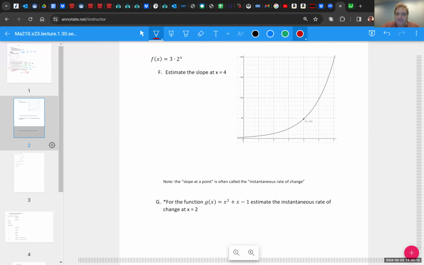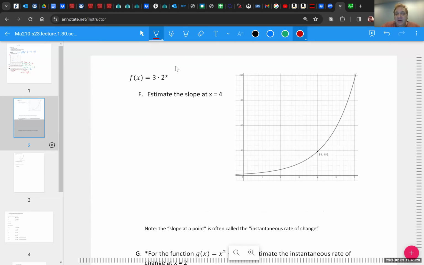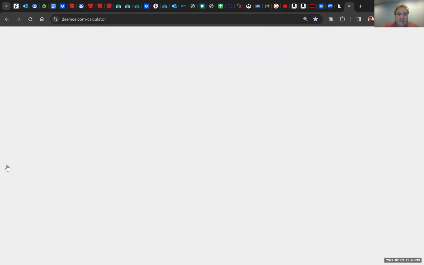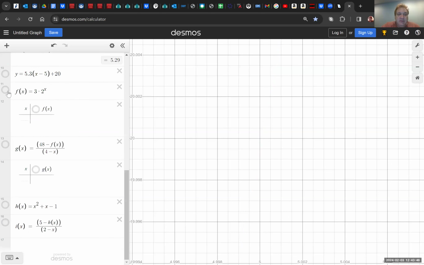Okay, I'm going to apply the same technique as before. I have a function. It looks like this. I have a point, 4 comma 48, if you can see that. And I'm going to use my graphing calculator to estimate the slope at x equals 4, the instantaneous rate of change at x equals 4. All right, so let me turn off this line here and this other curve, and let me turn on this new graph. So there's the f(x) graph.